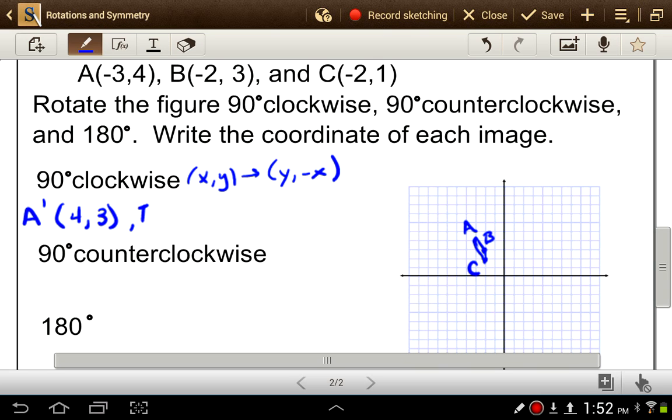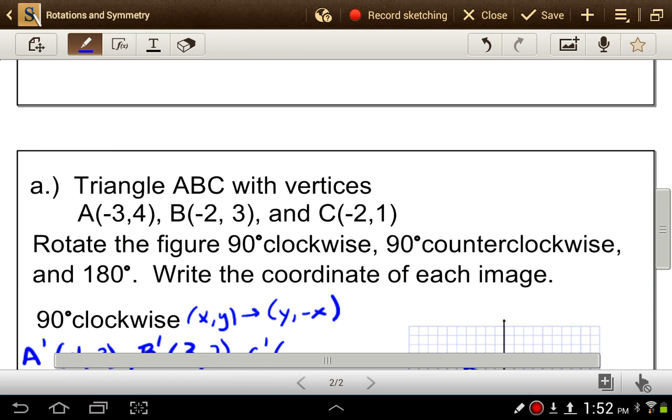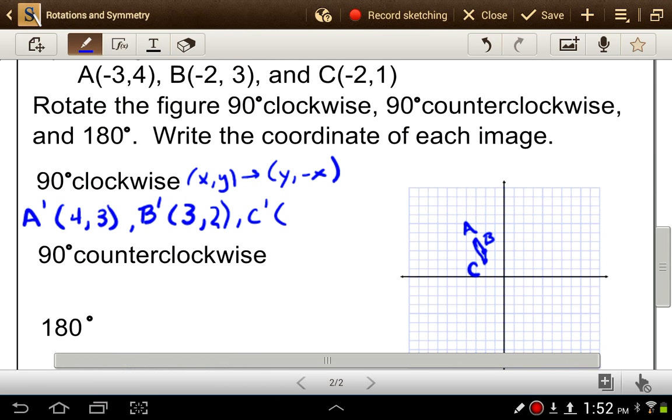Okay, my B prime. I look at my y, which now goes to the front, so that was 3. And then my x coordinate goes to the back, that was negative 2, and I take the opposite of it. Now it's positive 2. And then my C prime, when I look at my C prime, my y, 1, sorry about that. My 1 is going to go to the front, so that becomes 1. And then my negative 2 is going to go to the back, and I take the opposite of it, and that becomes positive 2. So that's going to be 1, 2.